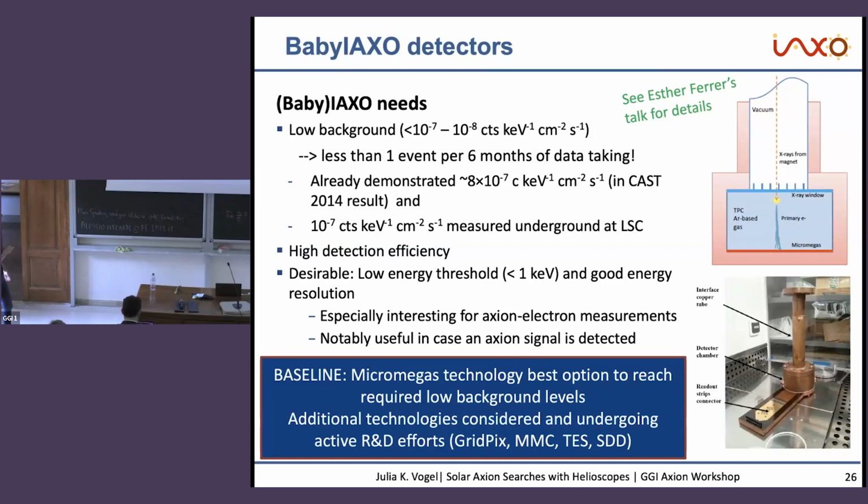You want to have a high detection efficiency, obviously, and it would also be desirable to have a low energy threshold below 1 keV. So 1 keV was the threshold for CAST. And good energy resolution, especially if you want to look at axion-electron interaction. So the baseline technology we've chosen is the micromegas technology because they are able to reach the ultra low backgrounds that we require. But we're also considering additional technologies that are undergoing R&D efforts.